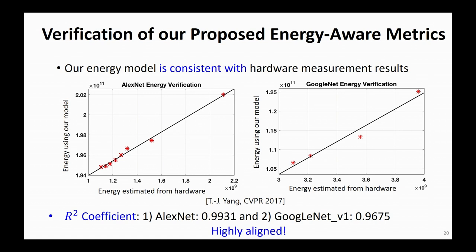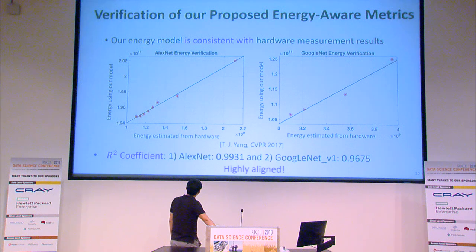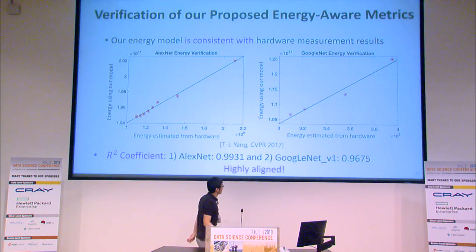And we use the R squared coefficient here, which describes how two kinds of data are aligned with each other. If the score is close to one, it means they are highly aligned. So we can say the R squared coefficient for AlexNet is 0.9931, which is close to one, and also for the R squared number for GoogleNet.